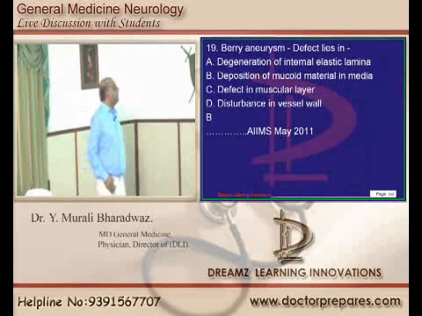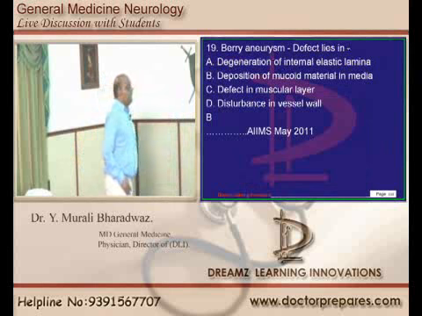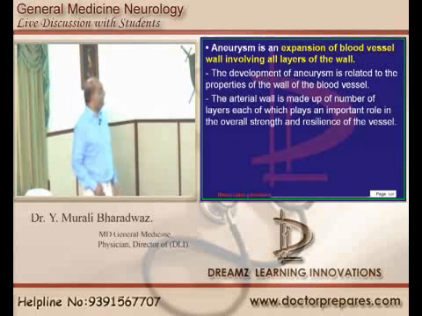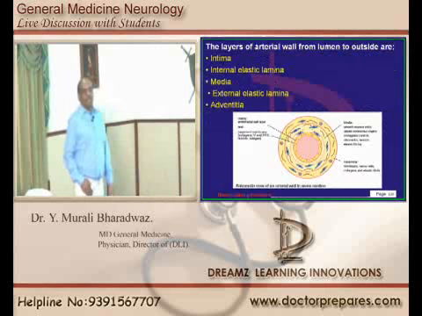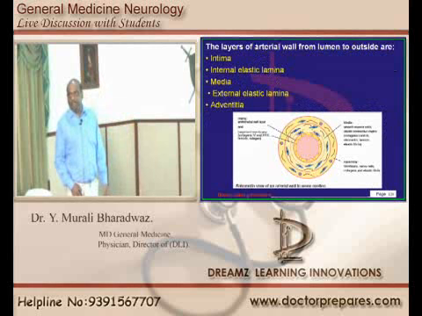Now, where is the problem in Berry aneurysm? Aneurysm is the expansion of the blood vessel involving all three layers, you know very well. And what are the layers of the arterial wall of the blood vessel, doctor? You have an intima, internal elastic membrane, media, external elastic lamina, adventitia.